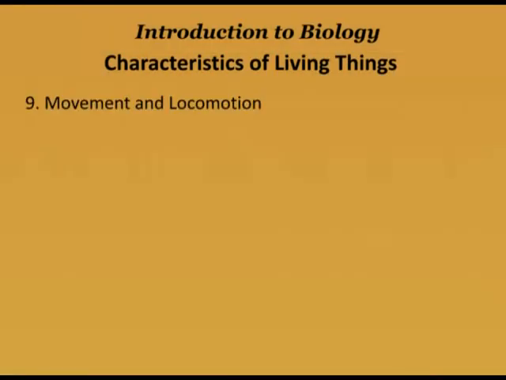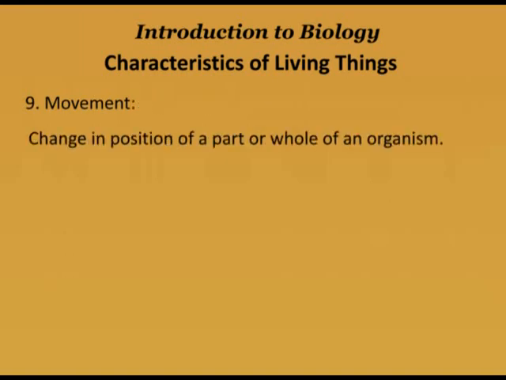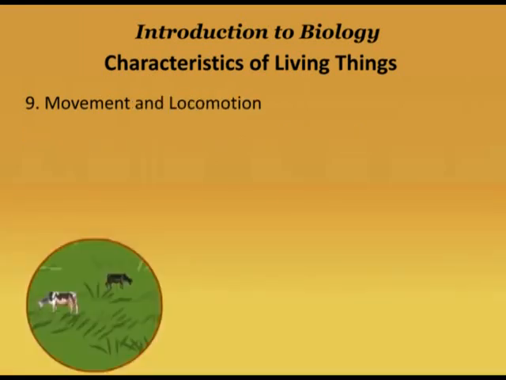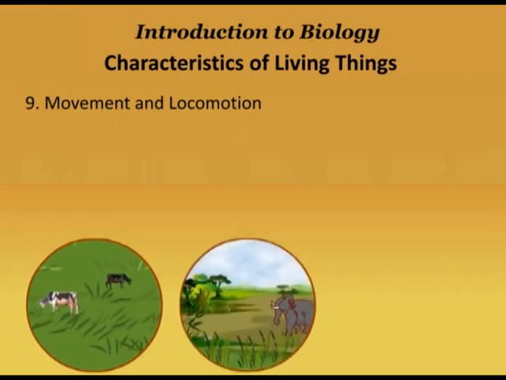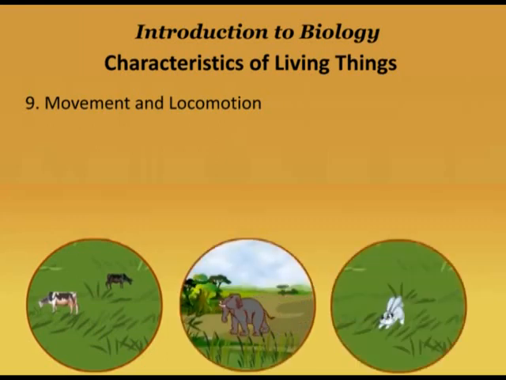Movement and locomotion. This characteristic is not unique to living organisms. Movement is the change in position of a part or a whole of an organism. Progressive change in position of an organism is called locomotion. Animals move in search of food, mates, and to escape from harsh conditions and predators.